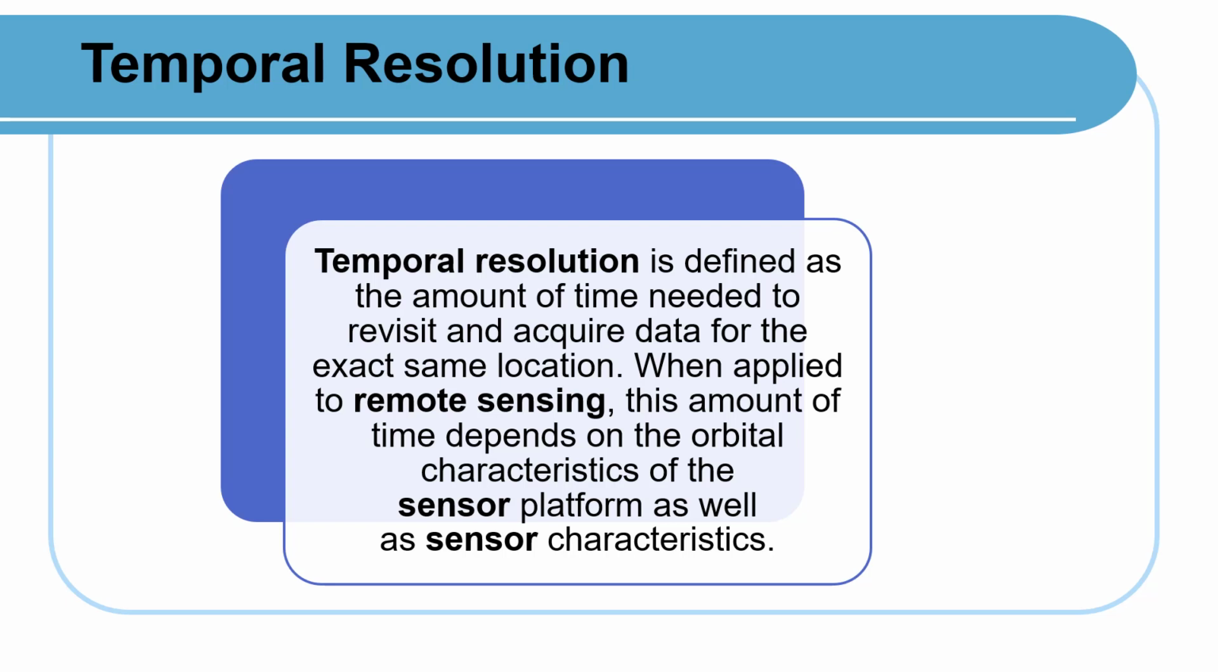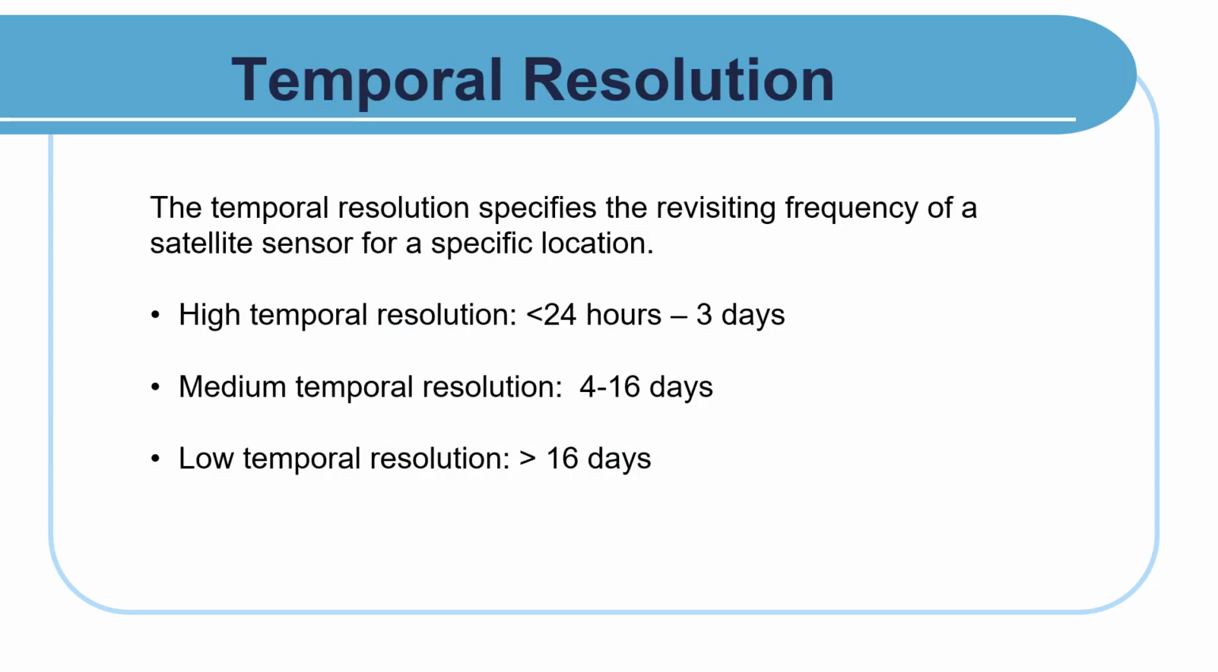With temporal resolution, temporal means time, and it's defined as the amount of time needed to revisit and acquire data in the same location. When applied to remote sensing, this depends on the orbital characteristics of the sensor platform as well as sensor characteristics. So temporal resolution specifies a revisiting frequency of a satellite sensor. In general, high temporal is less than 24 hours to 3 days. A medium temporal resolution would be 4 to 16 days, and then low temporal resolution is greater than 16 days.